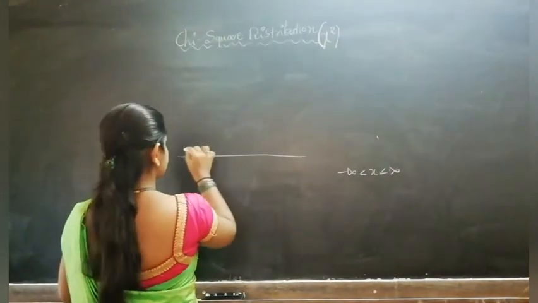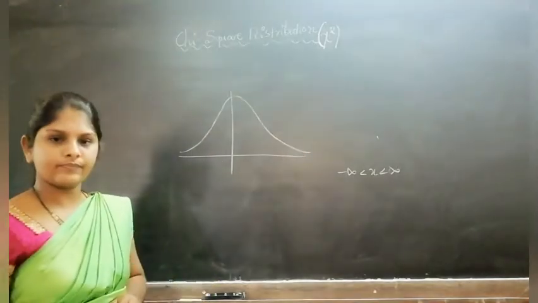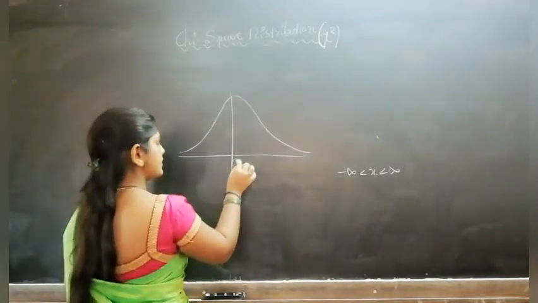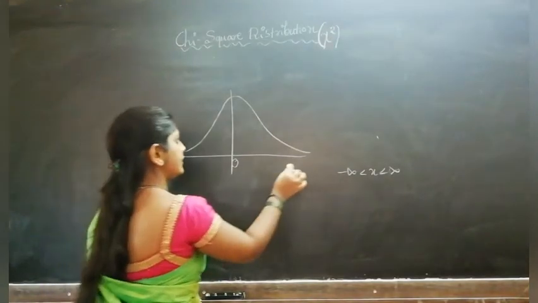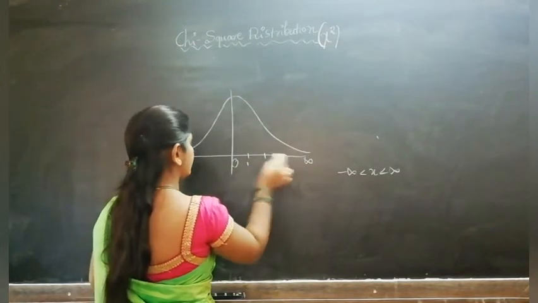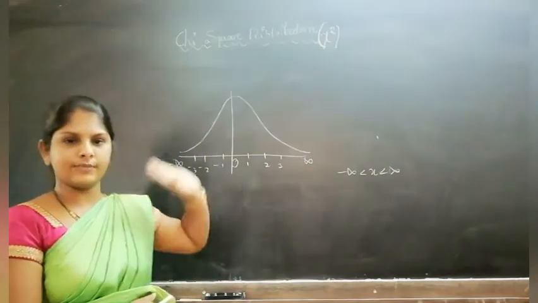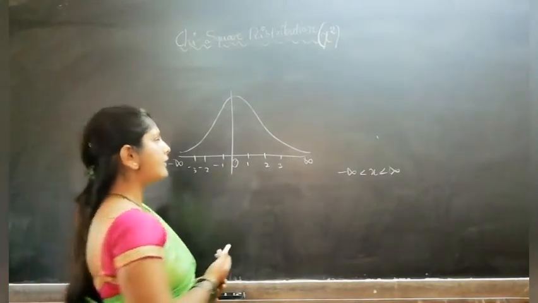So what is the curve of normal distribution, which is a bell-shaped curve? It is symmetric about 0, from minus infinity to plus infinity. Here 1, 2, 3, and so on, and here minus 1, minus 2, minus 3. So this is our normal curve. Okay. So how do I define chi-square?